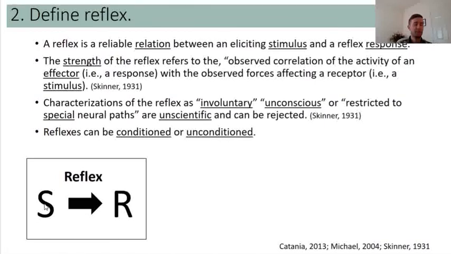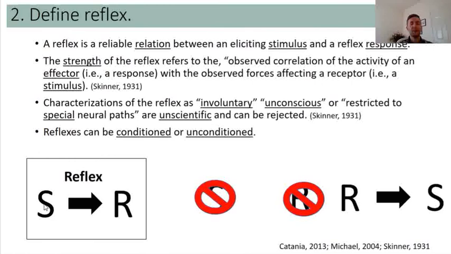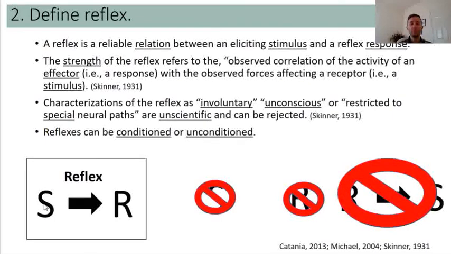And then this is the stimulus part of the reflex. It's an eliciting stimulus. So this S is not a reflex. The R, not a reflex. R to S, no, not a reflex. That's a free operant contingency, which we'll talk about in the next unit. Okay. So it's S, arrow, R.